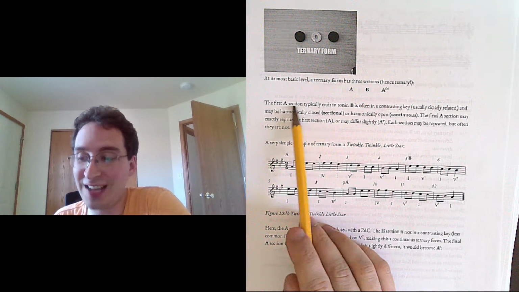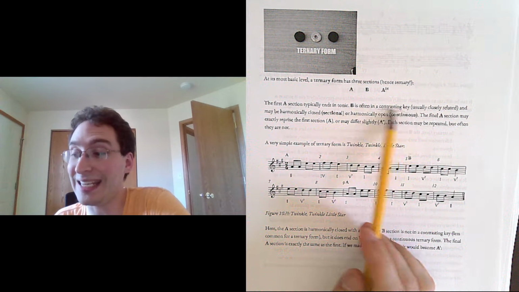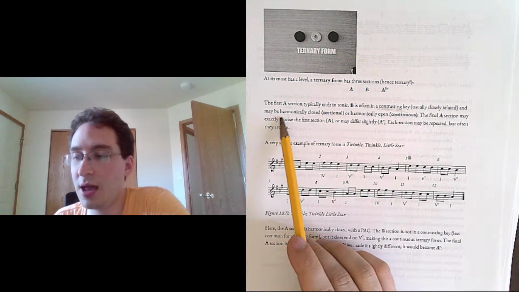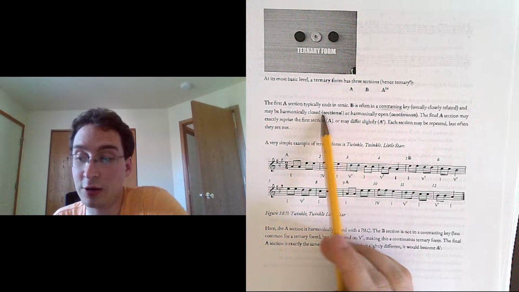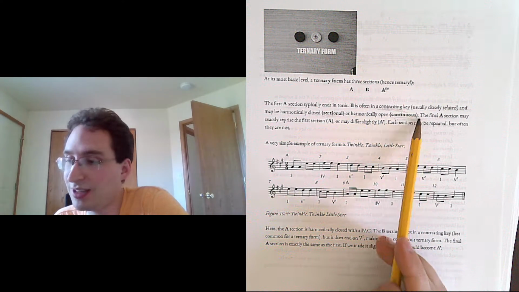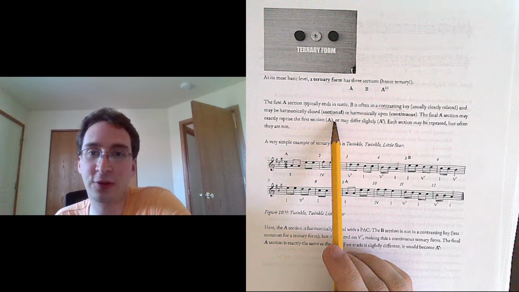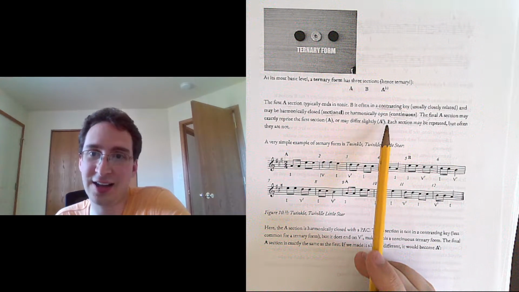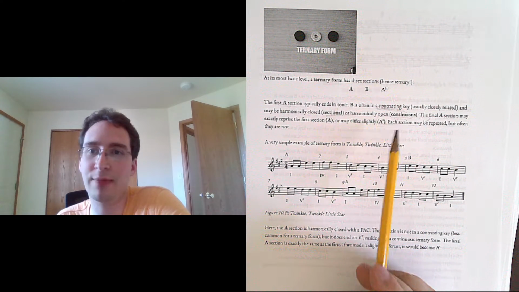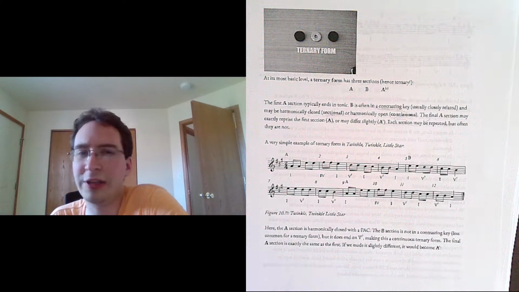So your first A section typically ends on tonic. B is usually in a contrasting key, usually closely related, and it may be harmonically closed. It could be sectional, or it could be harmonically open, continuous, leading back to the A section. The final A section might be exactly the same as the first. We'd call it A again in that case, or it might be slightly different, A prime. Each section could be repeated, but usually they're not.